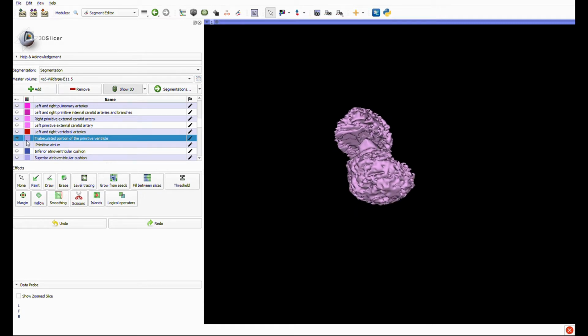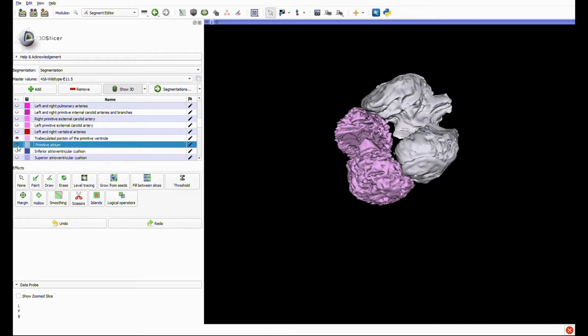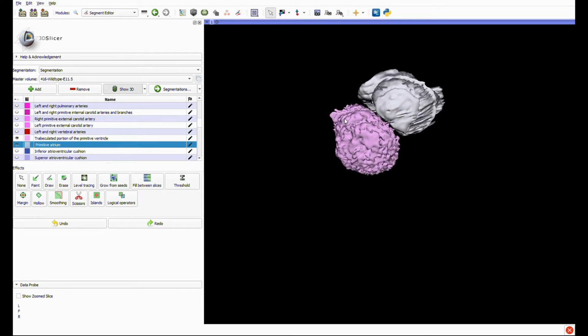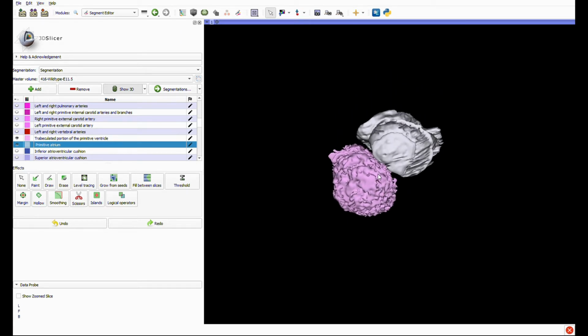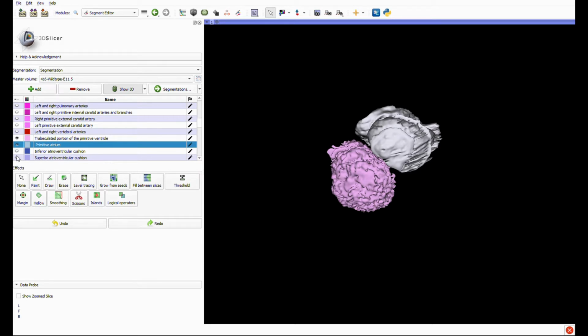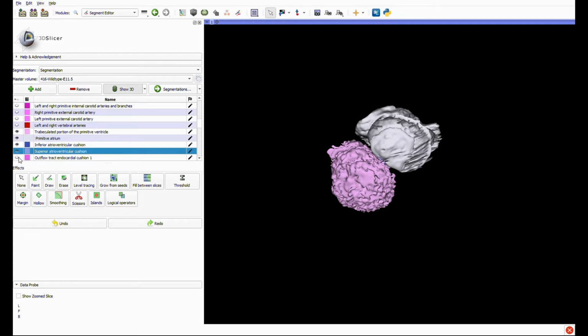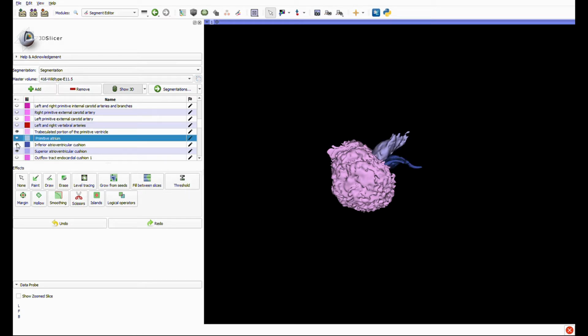Now we can add to this the cavity of the primitive atrium, left lateral view, and then the atrioventricular canal, which is lined by two conspicuous masses of loosely arranged mesenchyme, the superior and inferior endocardial cushions. Inferior endocardial cushion, let me remove the primitive atrium. So inferior endocardial cushion and superior endocardial cushion.